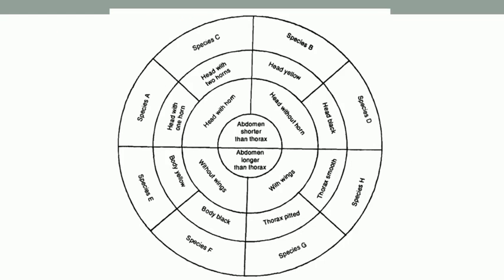Now we'll see a somewhat more complicated circular key. The same example which we have taken earlier is being converted into this circular type of key. That same branching type of key can be fitted into a circular type of key. Suppose the specimen given to me has an abdomen longer than the thorax, then obviously I will have to go to this side of the key. Suppose it has wings, so I will have to go to this side, because this is without wings.